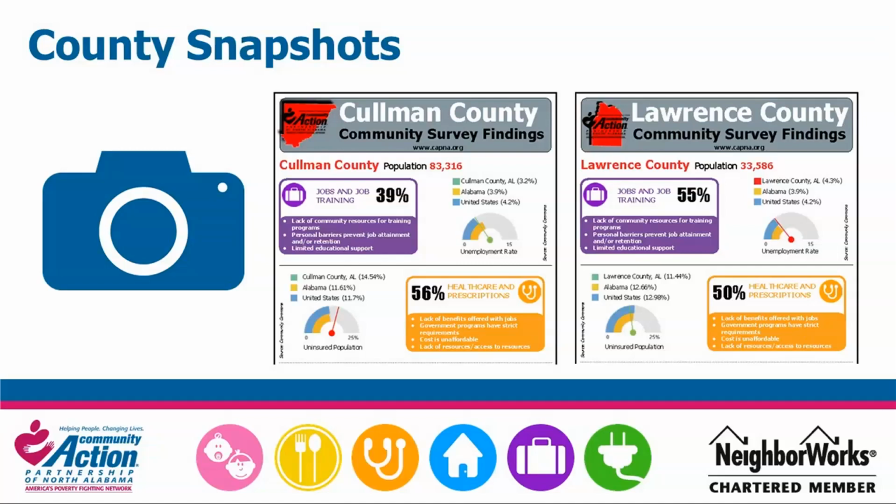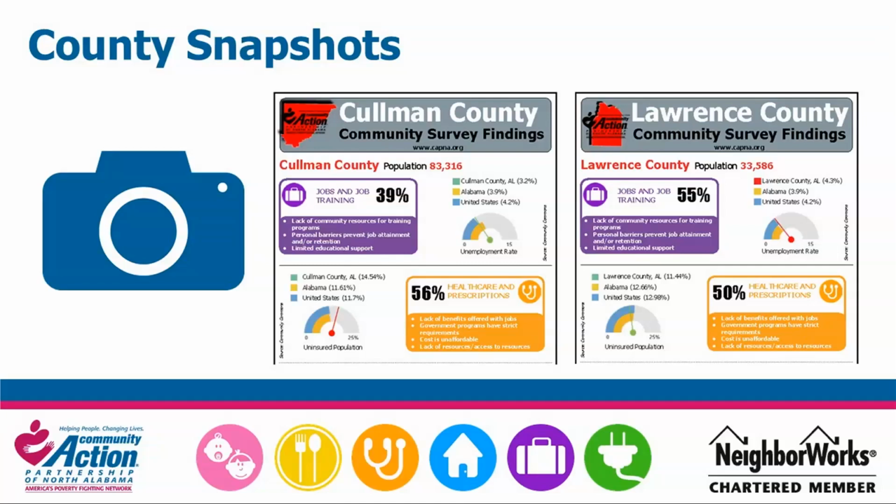If you look down below at the health care, you see that in Coleman County, 56% of the respondents said that health care and prescriptions was a need. You look at that gauge in the uninsured population, it's a little bit different. It shows that 14.5% of Coleman County's population is uninsured. And then you can compare that to Alabama and the United States, and you can see that it is significantly greater than Alabama and the United States rate. And so it supports that number, 56%, would be greater.